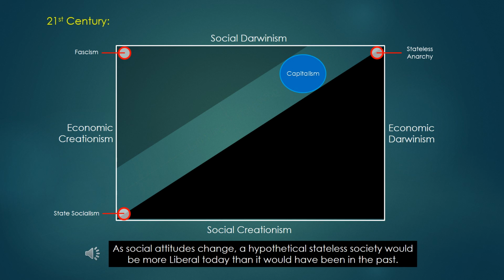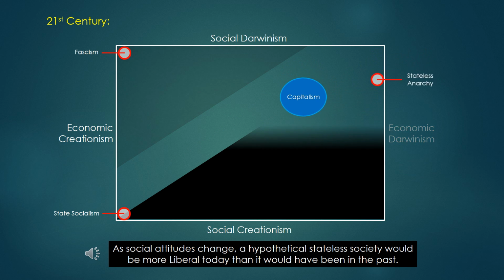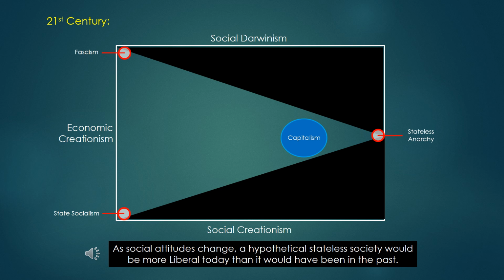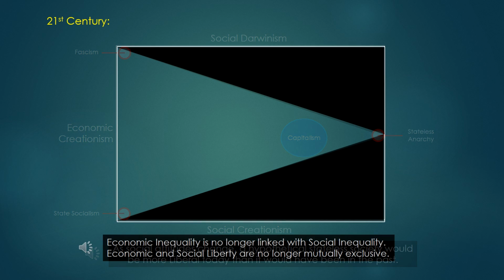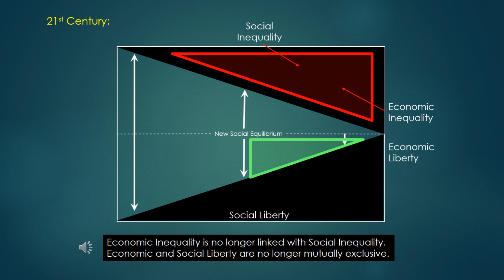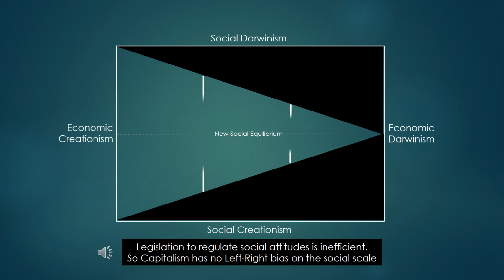As social attitudes change, a hypothetical stateless society would be more liberal today than it would have been in the past. Economic inequality is no longer linked with social inequality. Economic and social liberty are no longer mutually exclusive. Legislation to regulate social attitudes is inefficient. So capitalism has no left-right bias on the social scale.